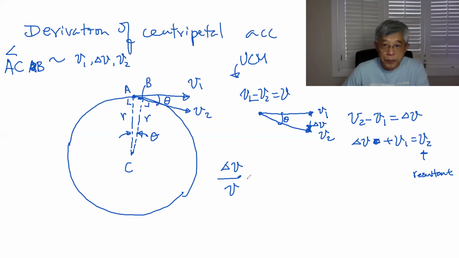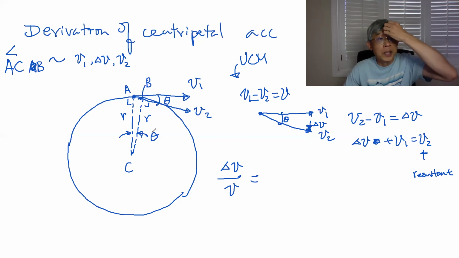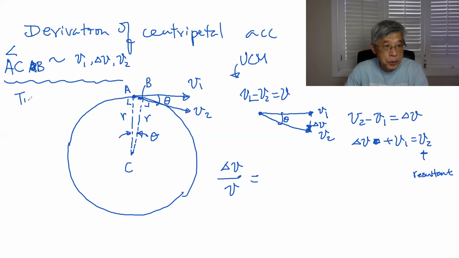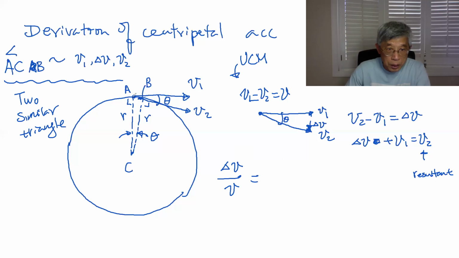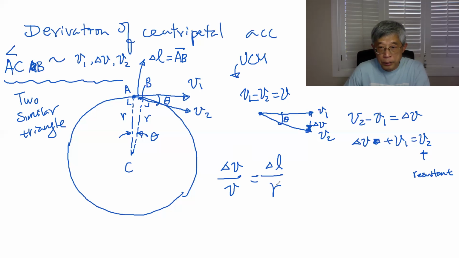They're all the same. So delta V versus V. We're looking at these two triangles, this similarity, two geometrically similar triangles. So delta V versus V is like delta L versus R. We're going to call this one here delta L, which is AB, okay? So delta L versus R.